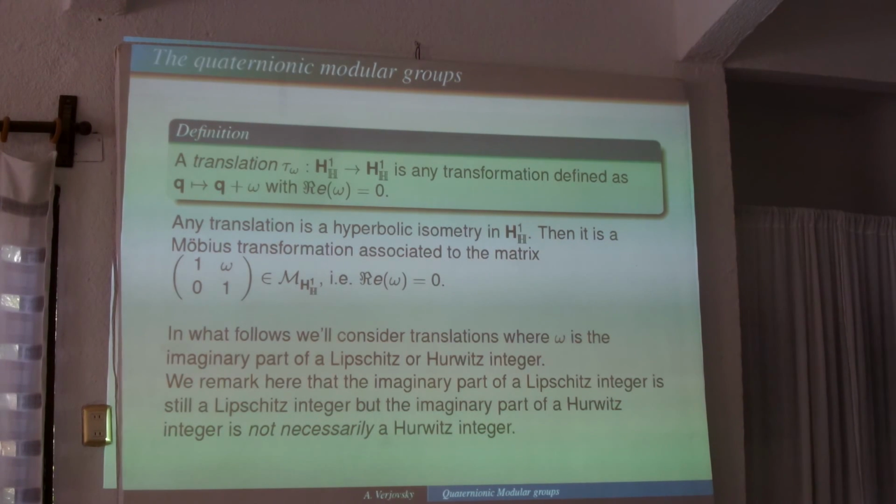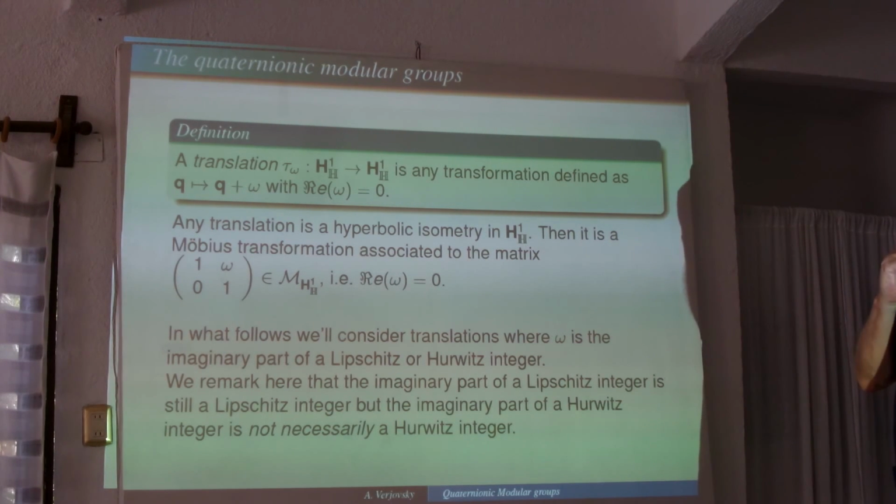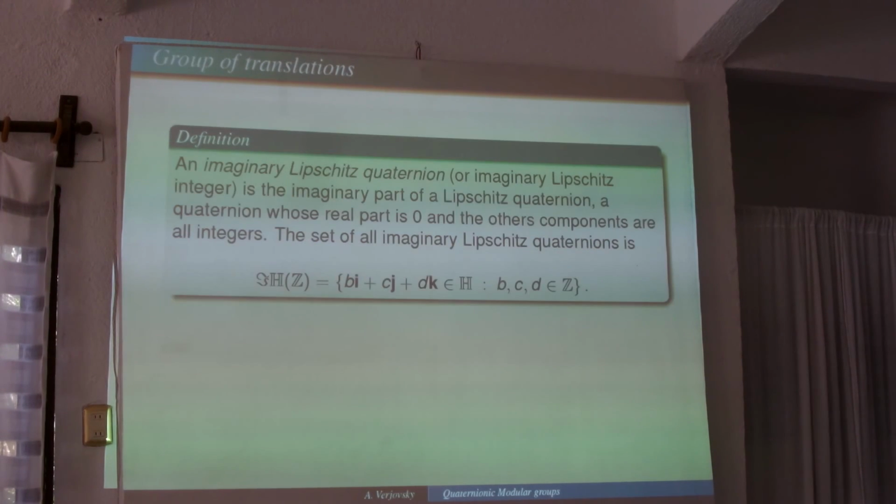The imaginary part of a Lipschitz integer is a Lipschitz integer. But the imaginary part of a Hurwitz integer is not, because you should have all integers or all half integers. So a purely imaginary one is not, so you have to be careful.